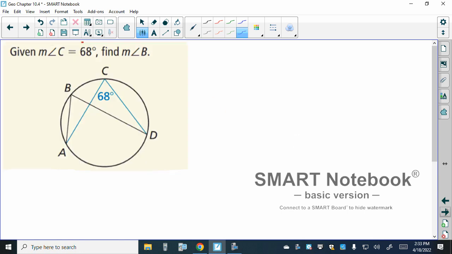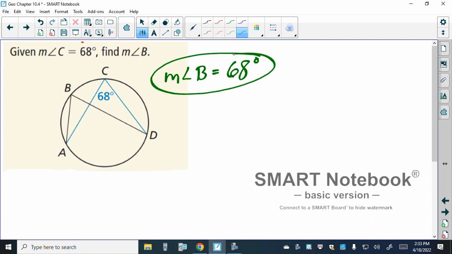So here they tell us the measure of angle C is 68 degrees. We want to find the measure of angle B, which is going to be 68 degrees, because angle C and angle B share the same arc, so they are going to be the same angle. Questions on this here? Are you ready for the next one?